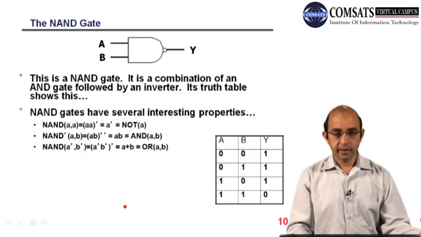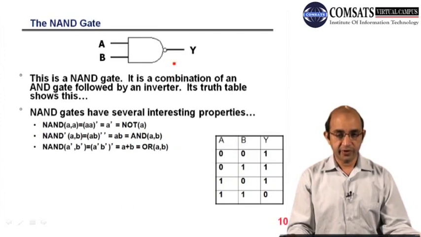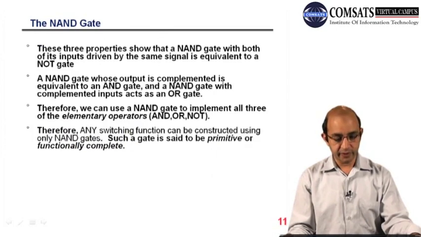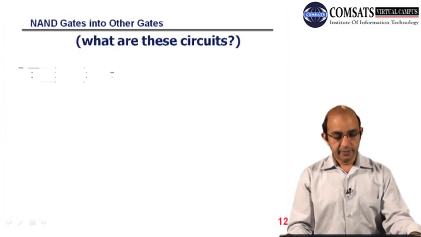Okay, then we have the NAND gate. If I put a dot or bubble at the output of the AND gate, what will it be? It will be a NAND gate. So this is the truth table. You can see whenever we have 0 0, we have 1. So it is a 0 sensitive gate. Whenever we have a 0 at any one of the inputs, we will have a high output.